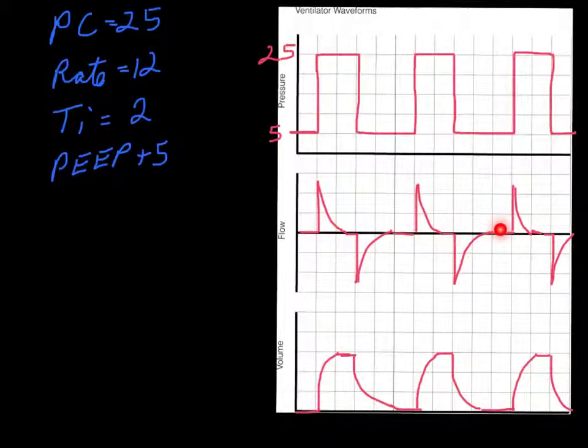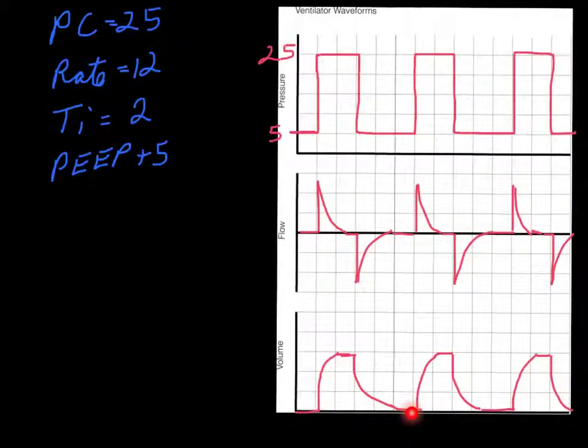Down here, we've got a volume. So our volumes are going to be given, and it'll be building up as long as there's flow. And then we have a little bit of an inspiratory pause where the breath is held in place because we're holding our pressures at 25. And so the breath will be held in place, and then when the pressures drop back down, we'll have exhalation occurring at this time.